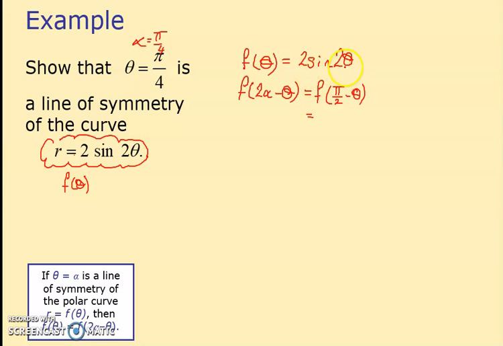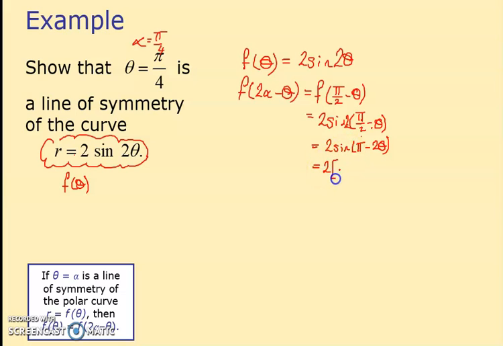My function was 2 sine 2 theta, so it's 2 sine of pi by 2 minus theta, and I'm timesing that by 2 as well. So I get 2 sine, 2 lots of pi by 2 is pi, and 2 lots of theta is 2 theta. Now you should recall, we've done it in normal maths. If you expand this, it's called an addition formula, or in this case a subtraction.